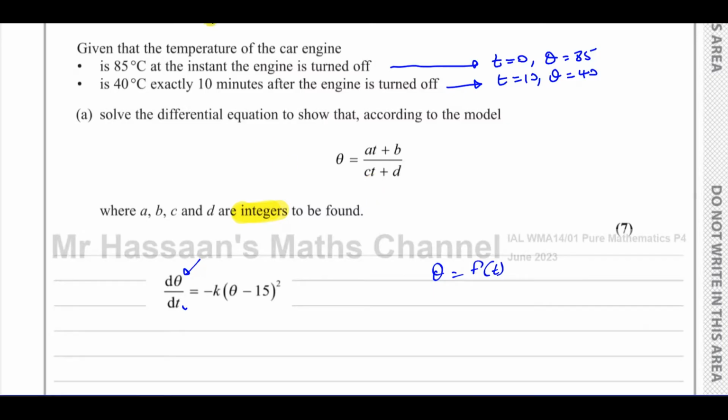So that's what we need to do. We need to solve this differential equation. That's what it means. And in this case, we're going to have to find out what all these constants are. We have to find out what k is and all that when we are doing this.